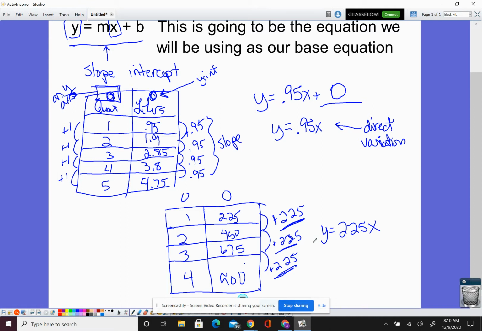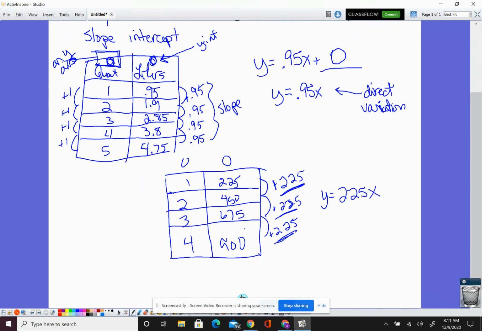So with this equation, could you tell me, if I wanted to know what 10 was going to be in this chart, could you use the equation?